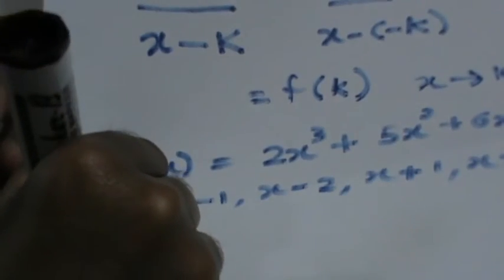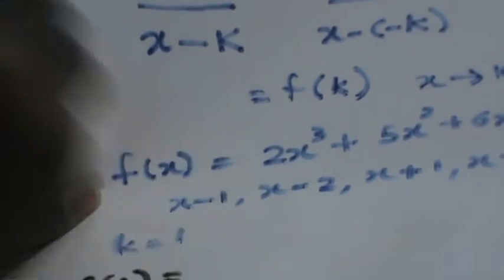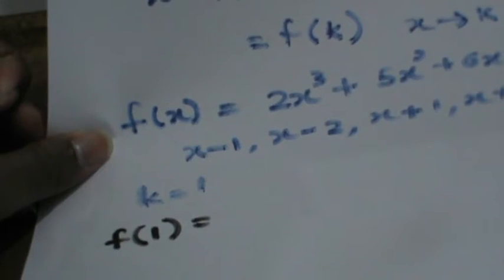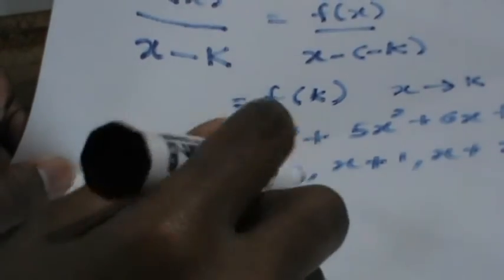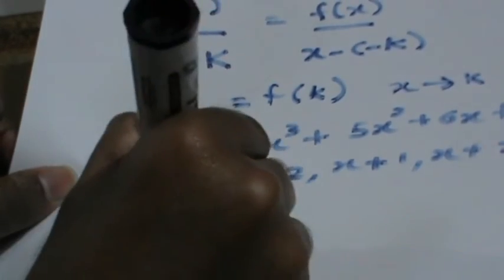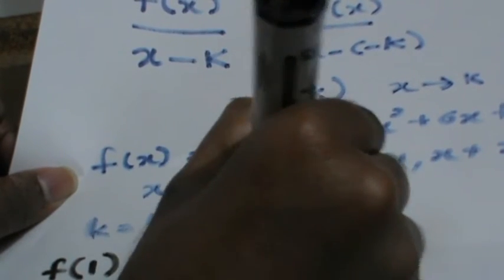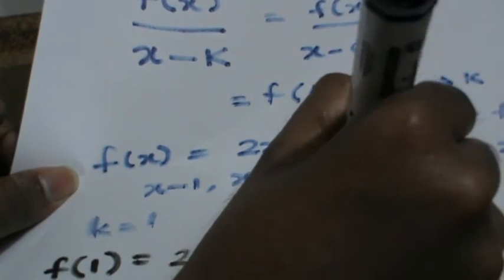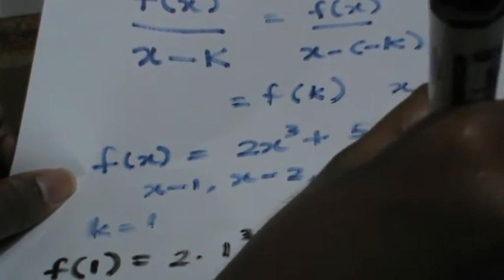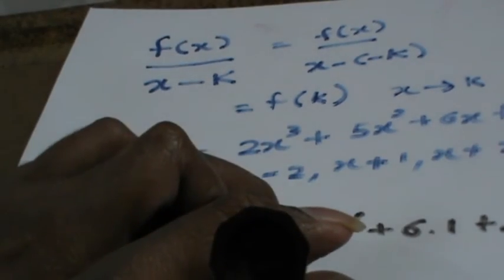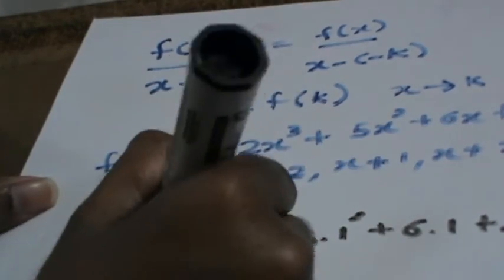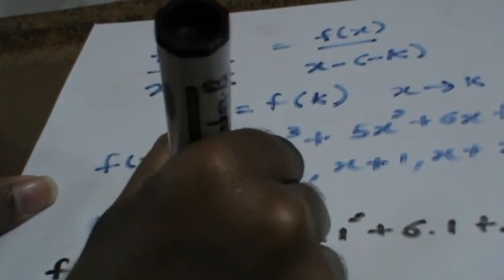So what I do is f(1). f(1) is the substitution of 1 for x in this function. Substituting, this is equal to 2 times 1 cubed plus 5 times 1 squared plus 6 times 1 plus 8. So this will be 2 plus 5 plus 6, which is 13, and 13 plus 8 will be 21.